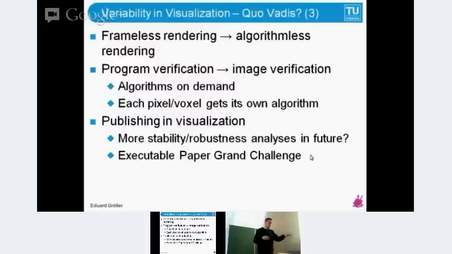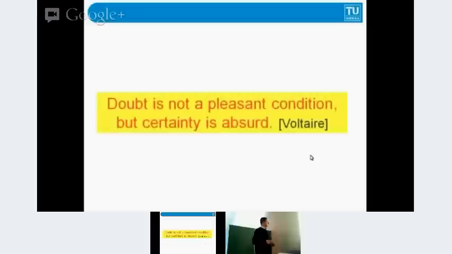I mean, there are certain aspects to it. Sometimes the data is not freely available, there are confidentiality aspects, and so on. So that's basically what I wanted to talk about. I wanted to finish with a statement of Voltaire: doubt is not a pleasant condition, but certainty is absurd. So in many cases in our applications, we have this uncertainty and we have to cope with that. So thank you very much.